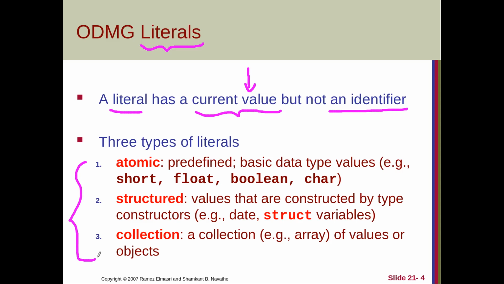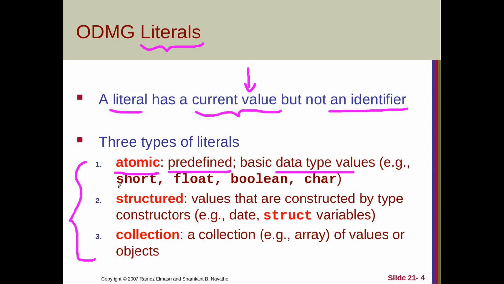So while looking into this portion, you will clearly understand what is actually a literal. So the first type is called atomic literals. Atomic literals follow the predefined or built-in type values. All the values that are added to an attribute of a predefined or built-in type, or we can say based on the basic data type values.